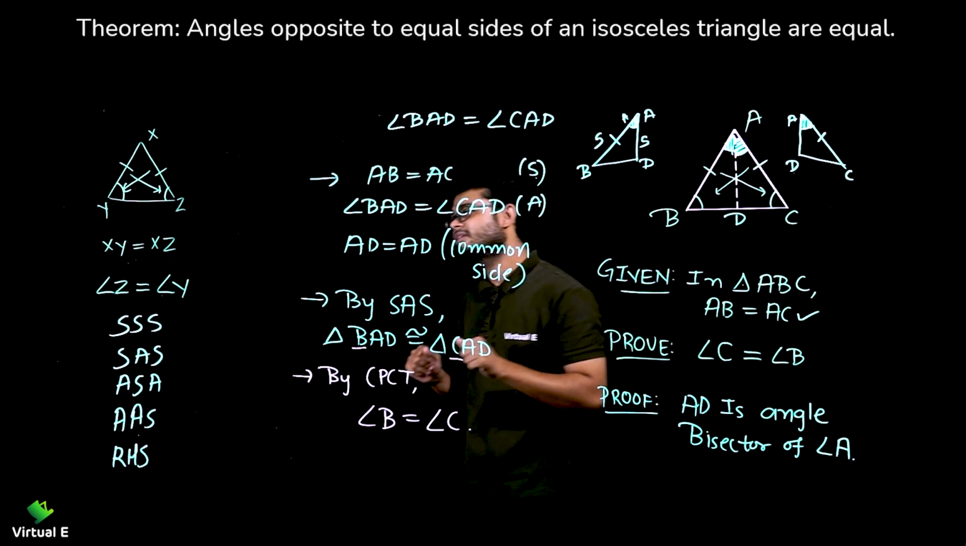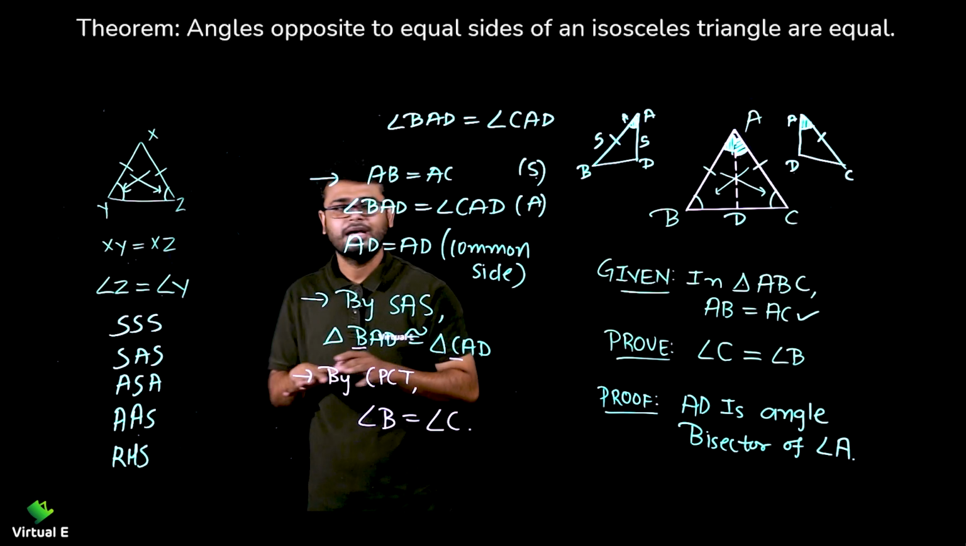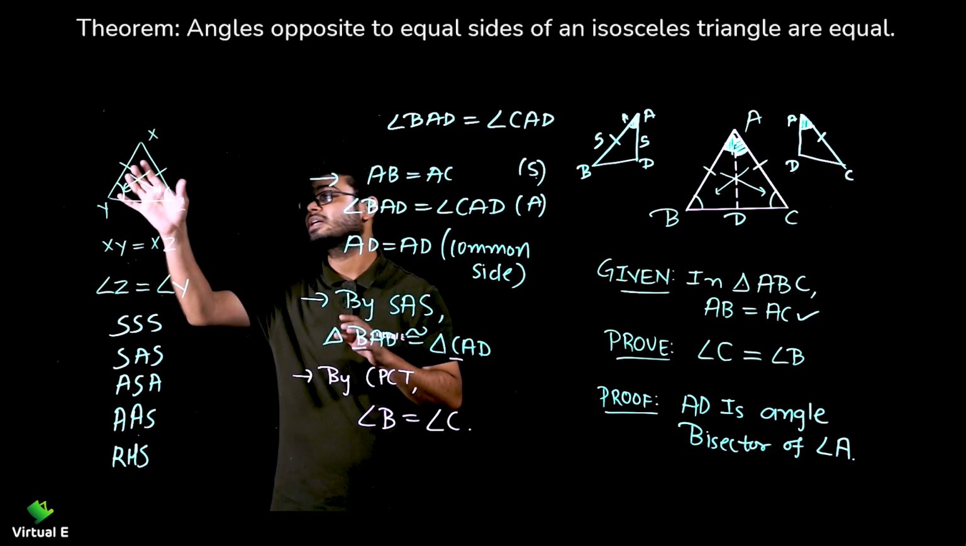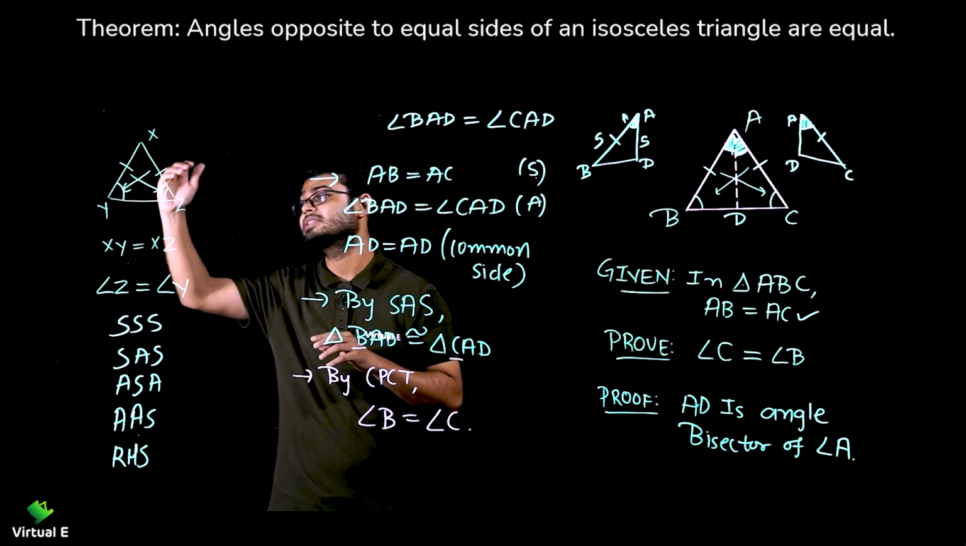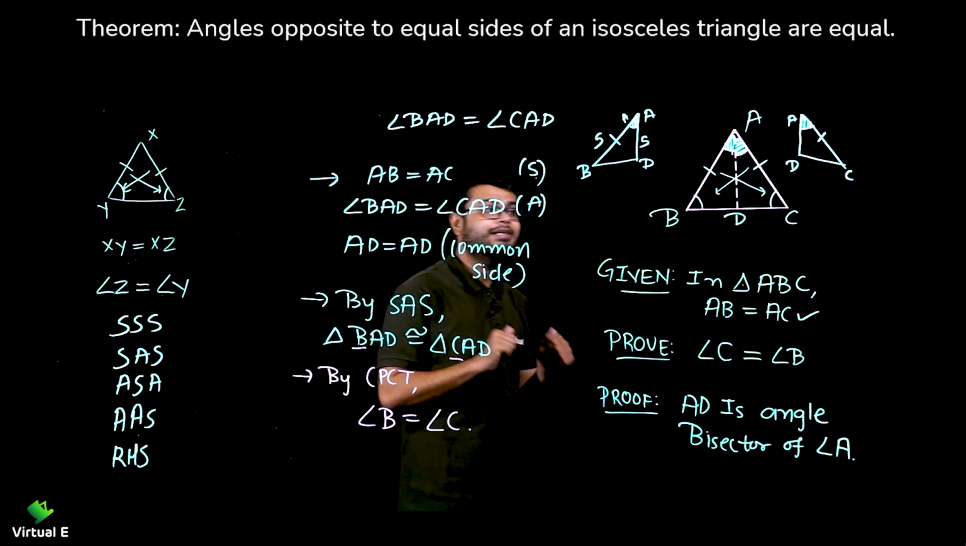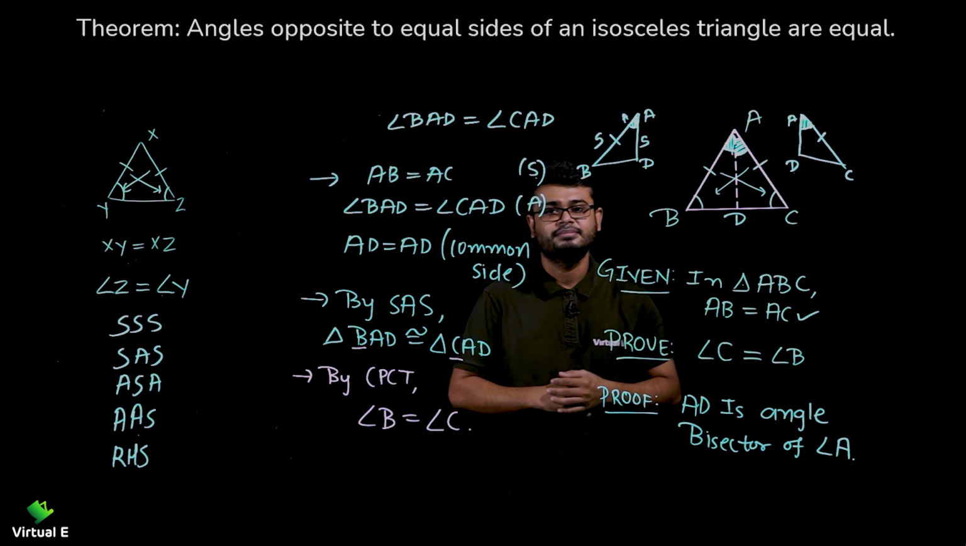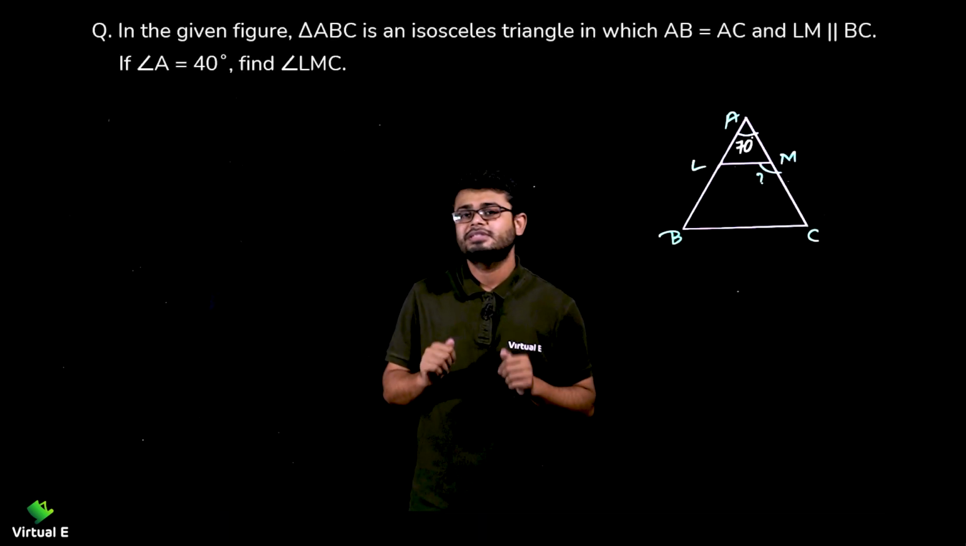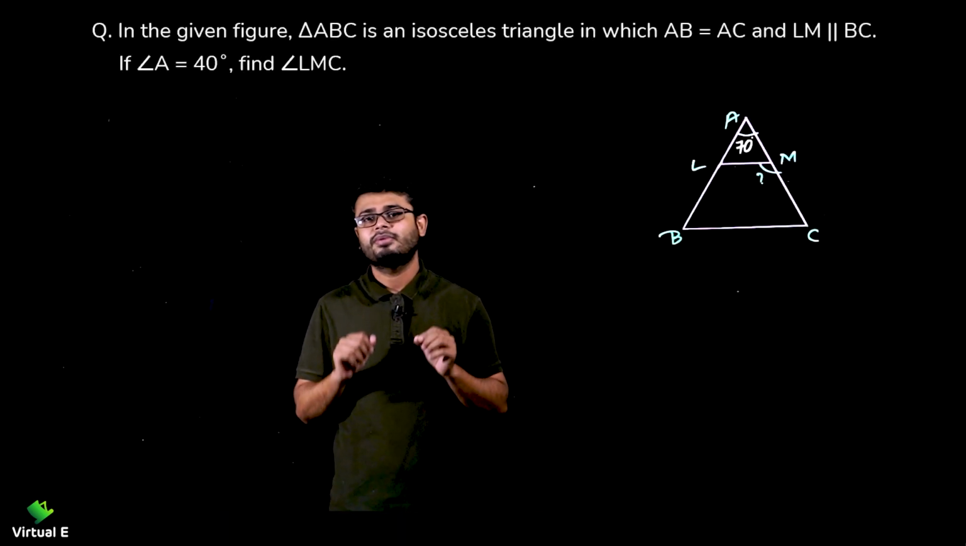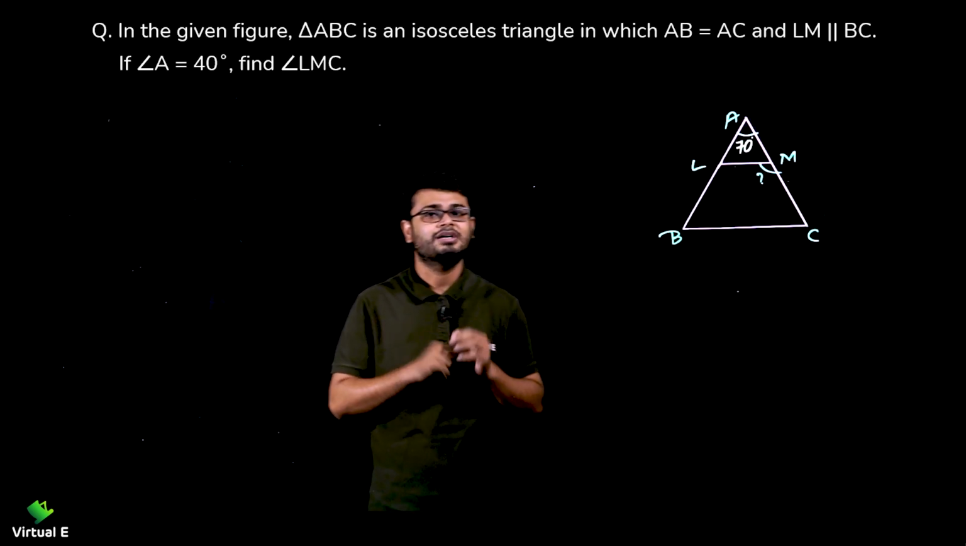So this is the theorem, very simple it is, right? And remember, first of all you need to take 2 equal sides and the opposite angle to them is equal. So this is the theorem, and this is how we prove the theorem. So we discussed the theorem. Now let's solve problems based on the theorem. So let's start with the first question.